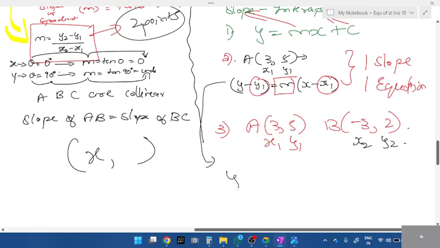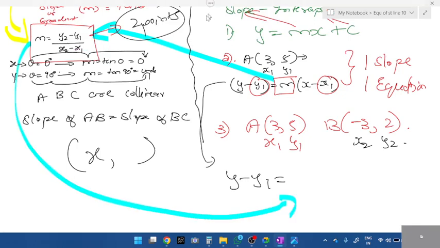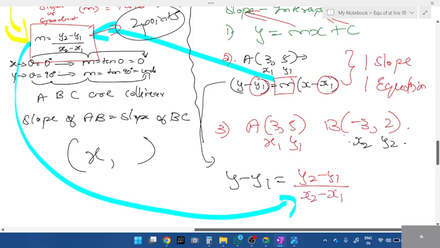Same formula: y minus y1 is equal to m times x minus x1. What is the m value? What is the m formula given? Substitute. Yes, y2 minus y1 divided by x2 minus x1. So don't memorize anything, try to understand. Beside that m, we have x minus x1. Just bring that x minus x1 below. This is the formula, only when 2 points are given.